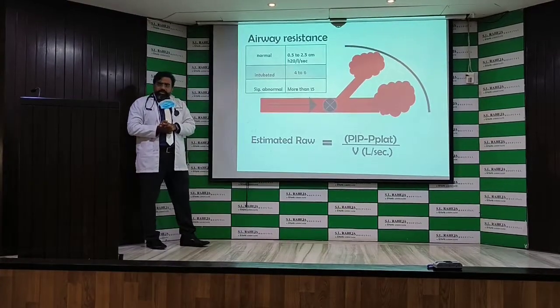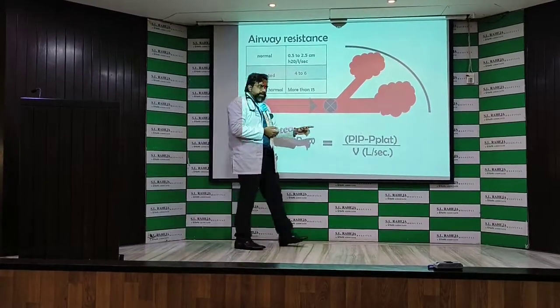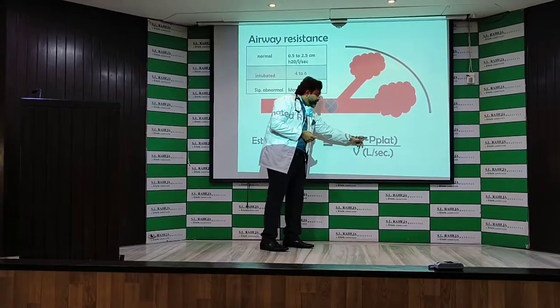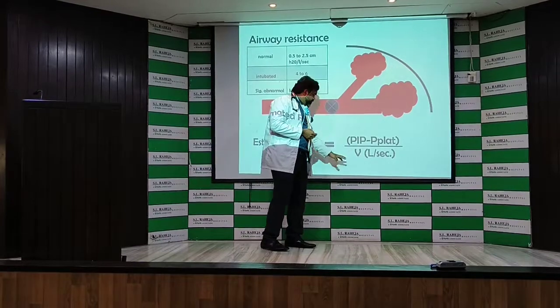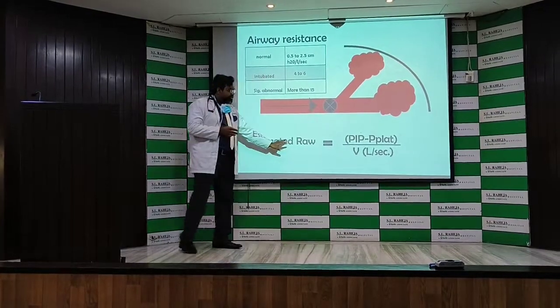And how do you estimate the airway resistance? Peak inspiratory pressure minus plateau pressure divided by flow. That is why higher flow. You understand what I am saying? Clear on this? Clear?